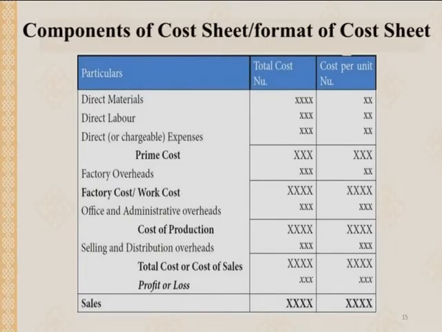On cost of production we are going to add selling and distribution overhead, and the result we will get is the total cost or cost of sales. Then we will get the result, that is profit or loss, by comparing the total cost or cost of sales with sales. Just for your information, if the total cost or cost of sales is greater than the sales, then the result is a loss, which means the concern is going to suffer loss. If the sales are greater than the total cost of sales, then obviously the result will be profit. So this is how we determine the result, either profit or loss.